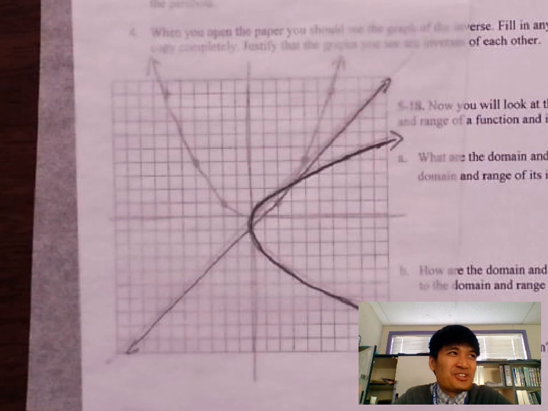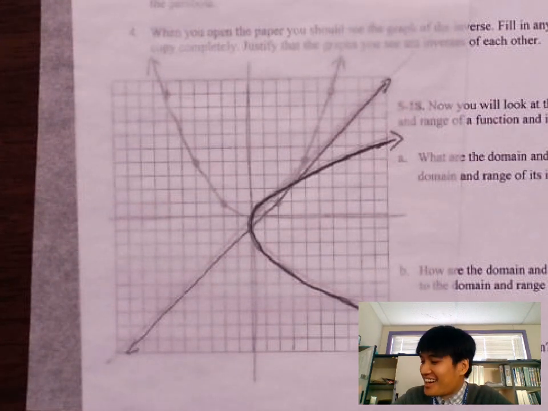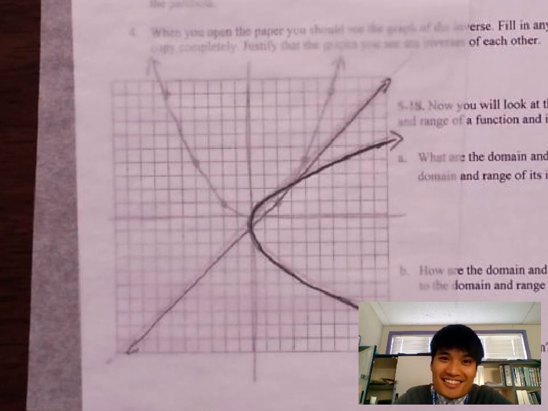I guess it's time for the outro, right? So hopefully you guys learned how to reflect the inverse over the line of symmetry y equals x.